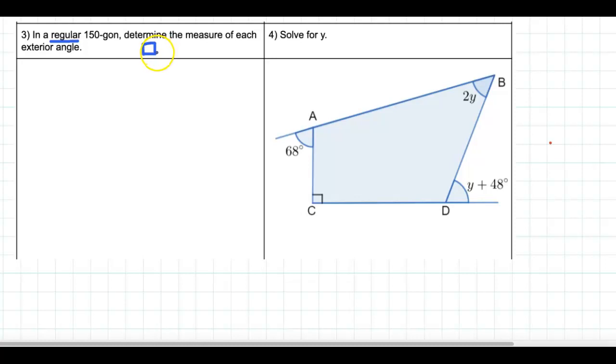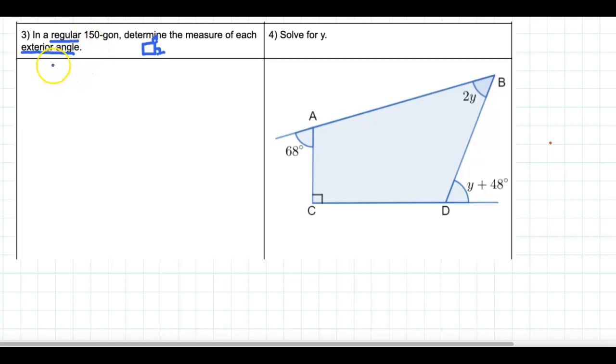So the sum of the exterior angles of any polygon is 360. So we would just divide that by 4, and then each of those angles would be 90 degrees, which looks like it would be right. Correct? This one, there's no way I could draw accurately, or even remotely accurately, to have 150 sides. But I know that the sum of all of the exterior angles is always equal to 360 regardless of the number of sides.